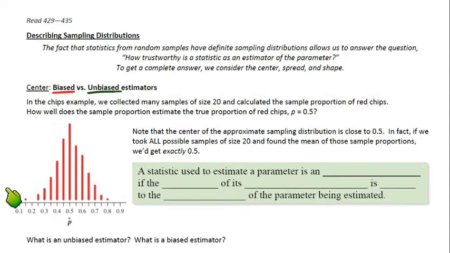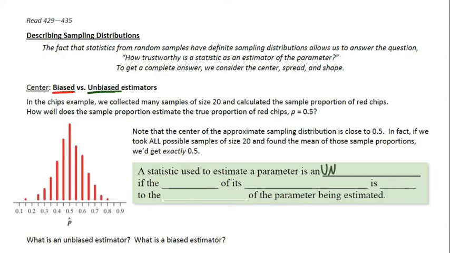So this picture actually goes along with this. We collected many samples, so you can think about everyone in the class making a dot plot and then doing that over and over again. And it turns out, where's this thing stacked up at? The mode, the mean, the median, they're all stacked up at the true population parameter of 0.5. Well, that's going to end up being really important. It says, note that the center of the approximate sampling distribution is close to 0.5. In fact, if we took all possible samples of size 20 and found the mean of those sample proportions, we'd get exactly 0.5, which is what you might expect. The true proportion of chips was 0.5.